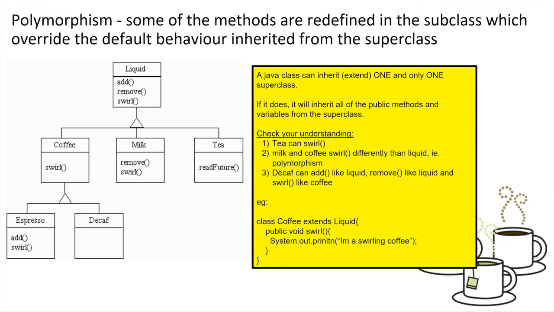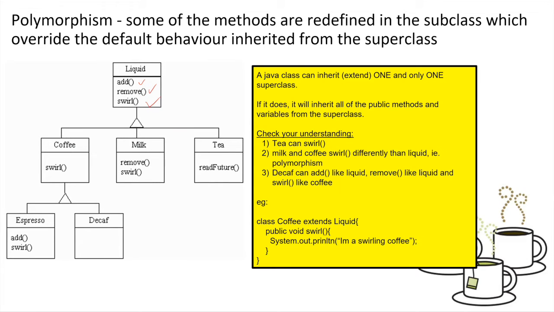Polymorphism is when you do inherit some things, but you change them in one or more of the subclasses. So for example, I have a liquid. All of these methods are public, by the way. A liquid has an add method, a remove method, and a swirl method. So therefore, coffee, milk, and tea, which inherit from liquid, also have those three methods.